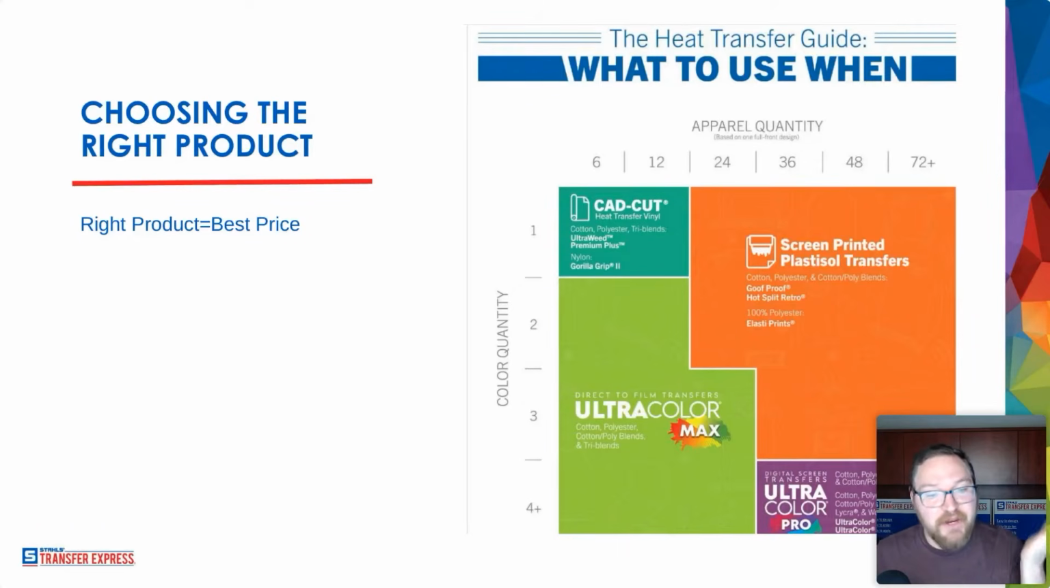Ultra Color Max, great for cotton, polyester, cotton-poly blends, and tri-blends. And just recently, we approved it for spandex. So Ultra Color Max can be used on spandex. We test all of our transfers here.